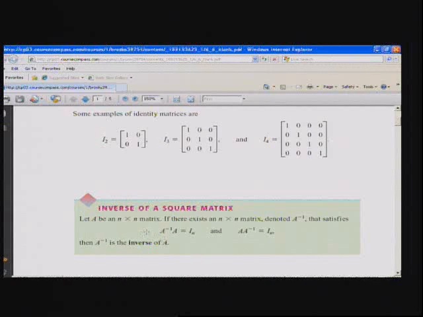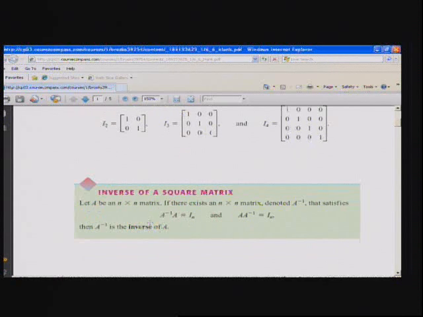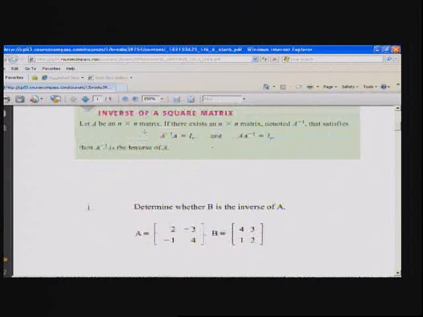So, for example, just like I said, if you have 1/5 and 5, when you multiply them together you get 1, and that's the identity in the real numbers. And here you're looking for a matrix that, when you multiply them together, you come up with this identity matrix.